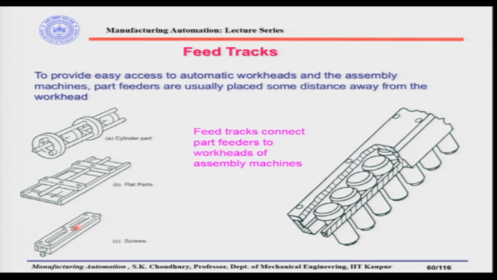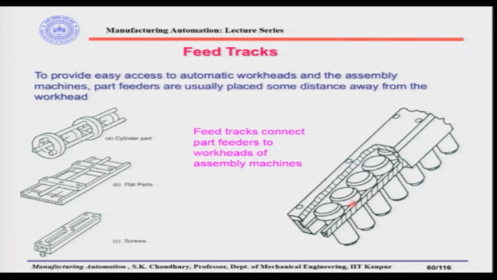Or for example, for screws, you can have a slot, as we have seen in one of the reorienting devices, and the parts may actually hang in the slot and come out. This is the example shown here. Part tracks connect part feeders to the workheads of the assembly machine, and here is the part track for headed parts, like in here.